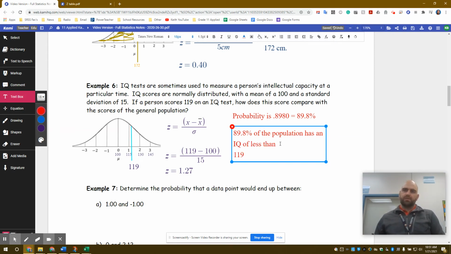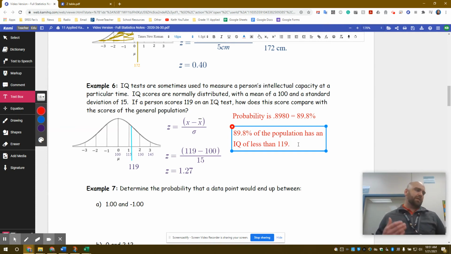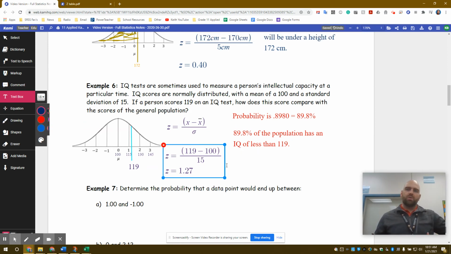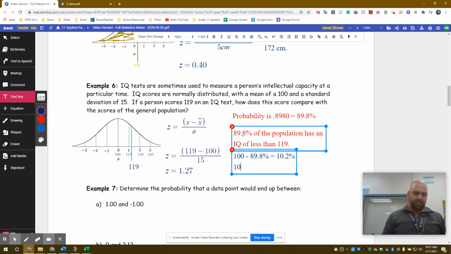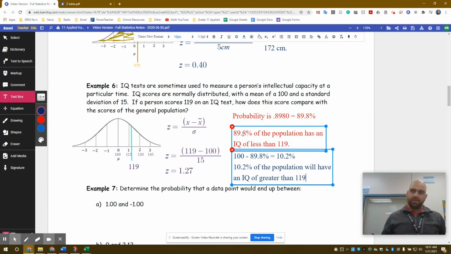So we can say that 89.8% of the population has an IQ of less than 119. What we can also say at the same time is that if you have an IQ of 119, you have a higher IQ than about 90% of the population. We can also subtract, and this will be 10.2%. We can say that 10.2% of the population will have an IQ of greater than 119.